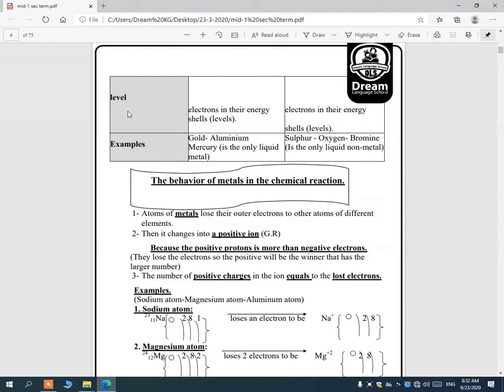And if we talk about the energy levels, in the metals the electrons are distributed in their levels, and in the nonmetals too, the electrons are distributed in their energy levels. If we talk about examples of metals, we will find gold, aluminium, and mercury, which is the only liquid metal. And examples of nonmetals include sulfur, oxygen, and bromine, which is the only liquid nonmetal.